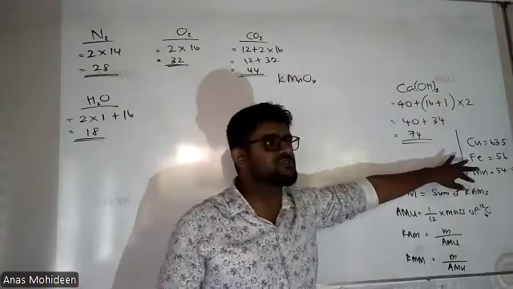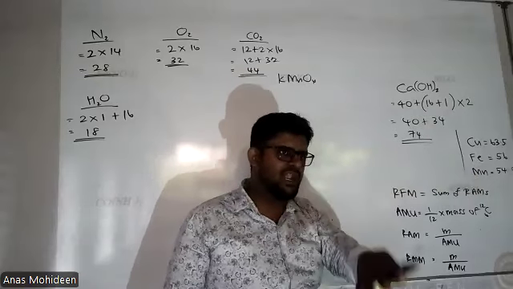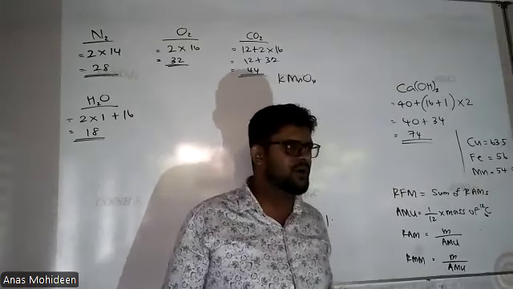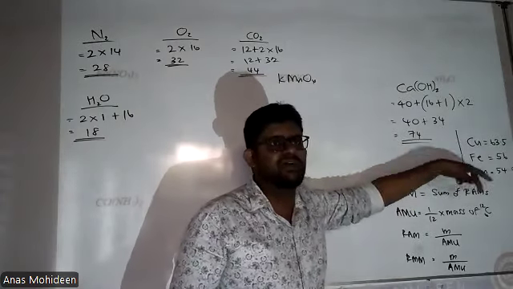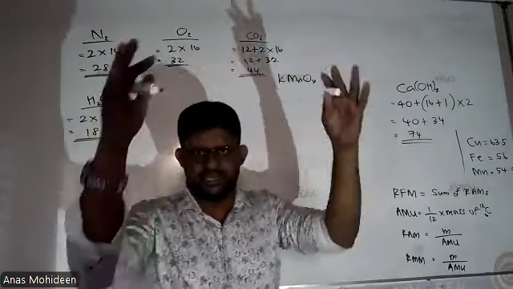These are the only three which are not there within the first 20 elements. All others are within the first 20. You got my point? These three are given. Others are already there in the periodic table.